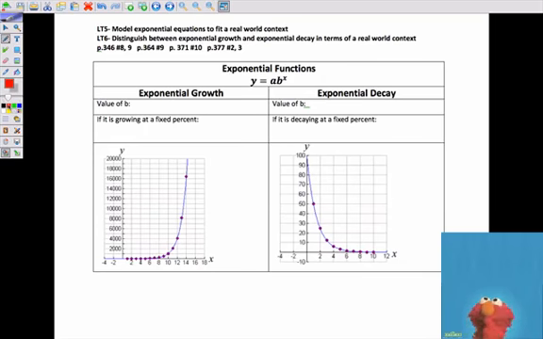Learning targets 5 and 6. We've actually talked about these a little bit already. Basically, we're nearing the end of the unit, so we're going to take all the stuff we know about exponentials and then fit them to some real-world context. Learning target 5 is just modeling an exponential equation to fit a context.